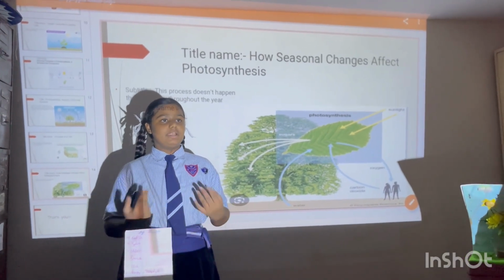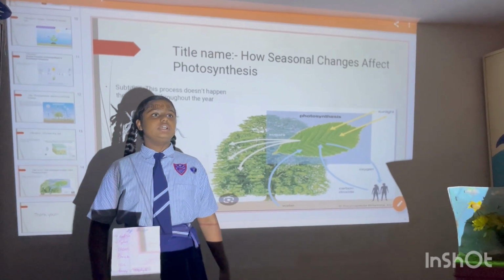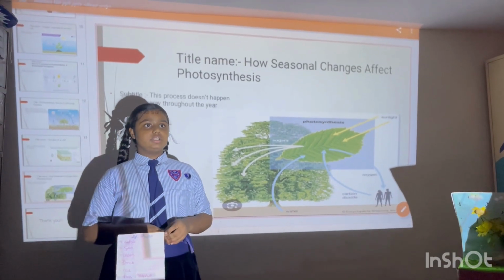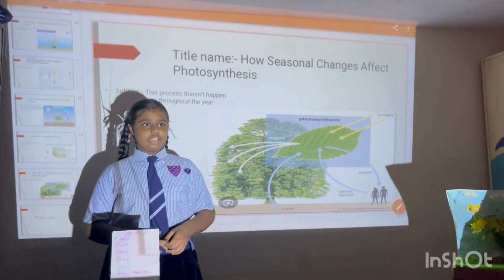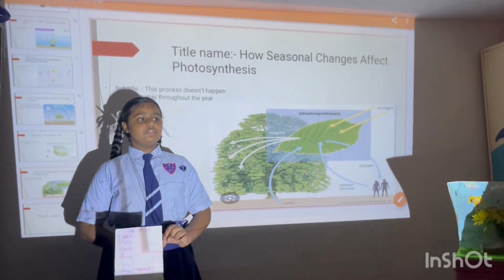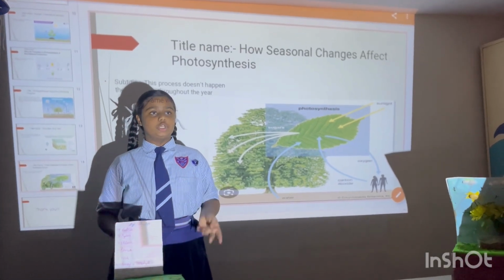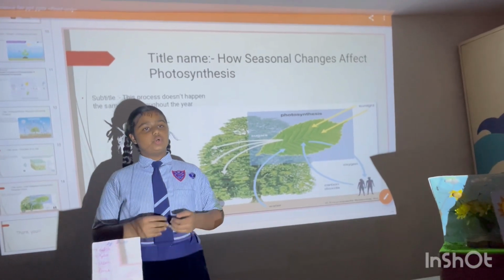By winter, in many regions, most trees lose their leaves. Without leaves, photosynthesis almost stops. Evergreen plants still photosynthesize but at a much lower rate due to low sunlight and cold temperature.